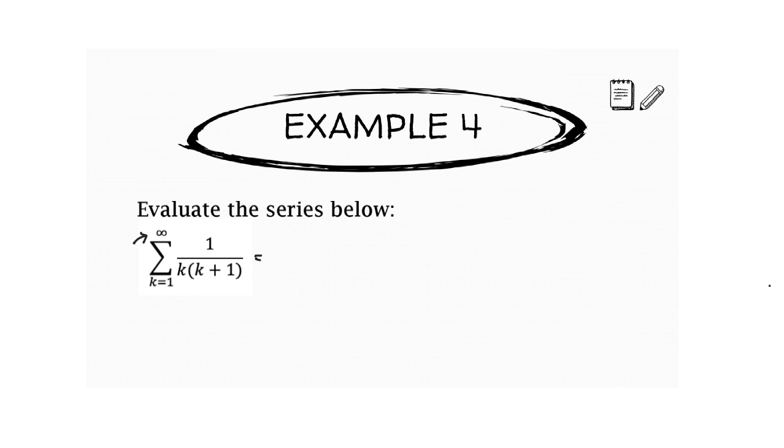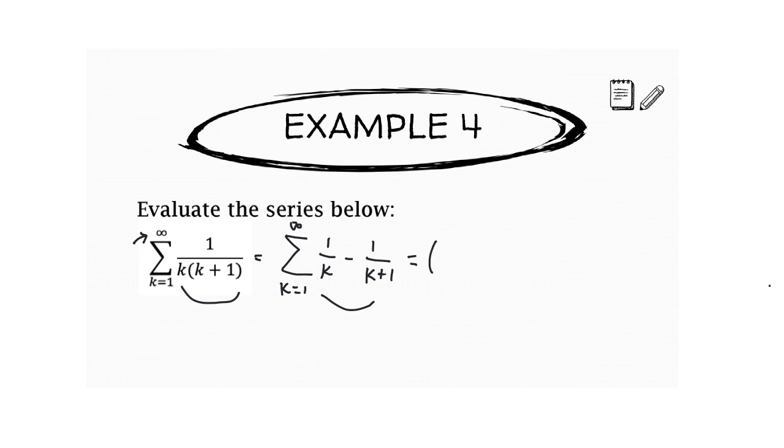In the last example, I showed that this should be equivalent to the infinite series from k equals 1 to infinity of 1 over k minus 1 over k plus 1. Structurally, this fraction and the difference between these two fractions will be the same for every single term. Okay, let's try to use the idea of a telescoping series to see what the answer would be.